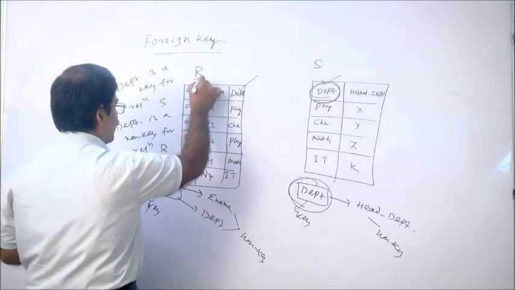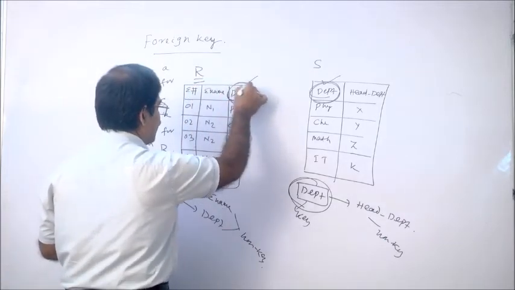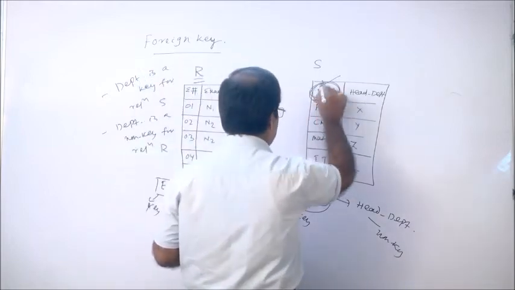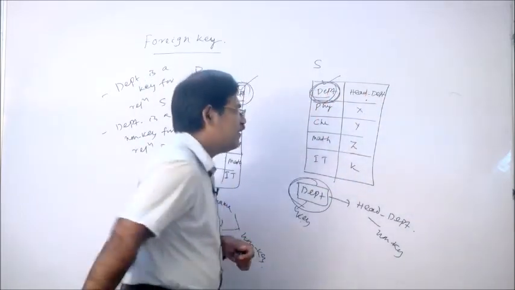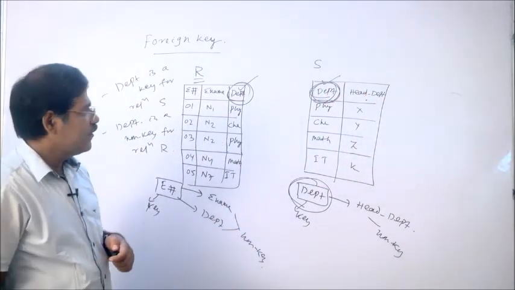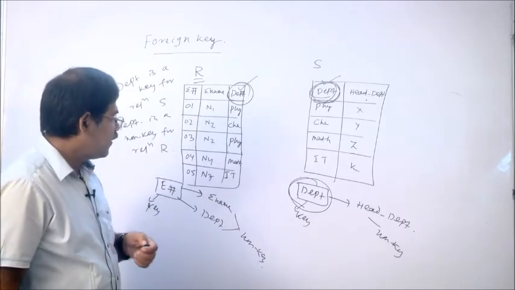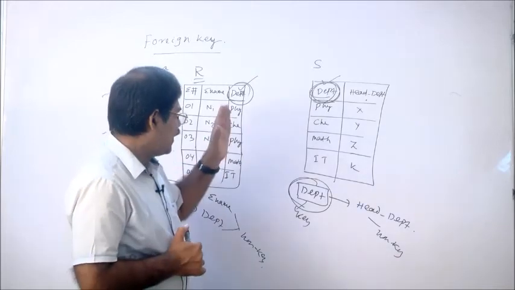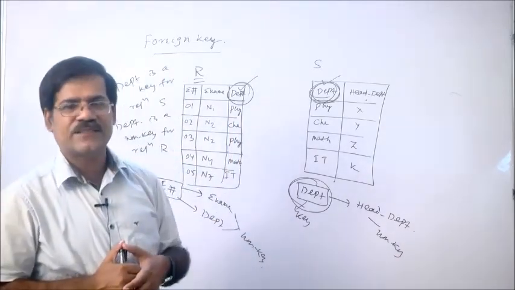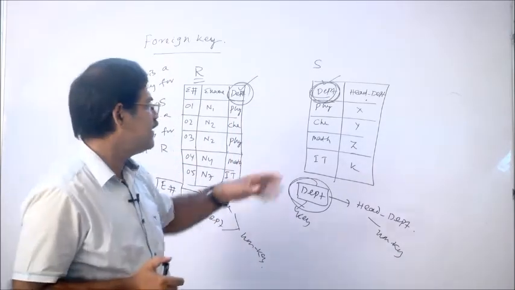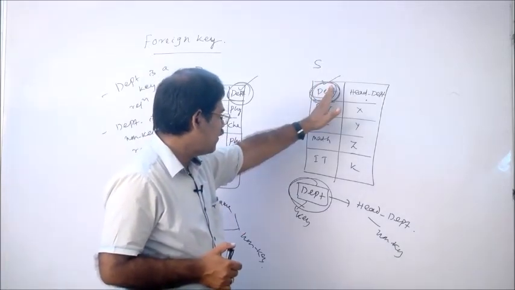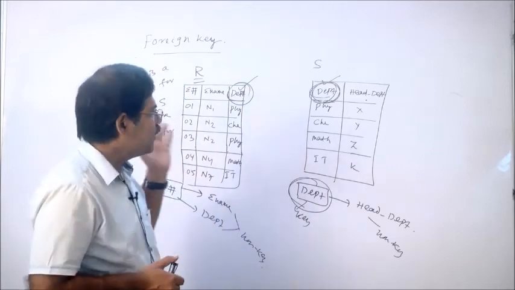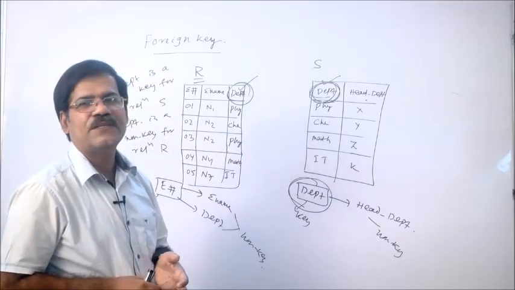In the R table, department is a non-key and E number is a key, but in the S table, department is a key and head of the department is a non-key. So the department field is a foreign key. What is the definition? If R and S are two relations, an attribute which is a key for one table and a non-key for another table, and obviously there is a relationship between the two tables.